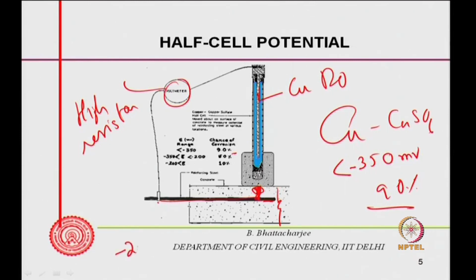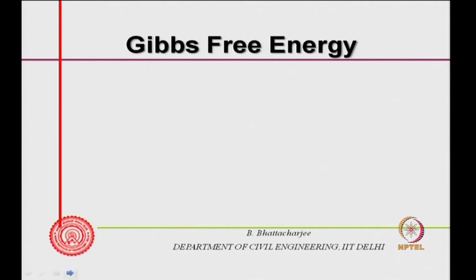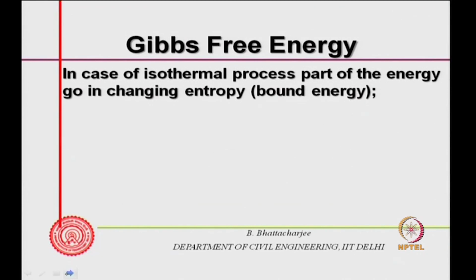But if it is between minus 250 and minus 350 millivolt, there will be a 50% chance. That means it may be corroded or it may not be. And if it is more positive than minus 250, then the chance of corrosion is only 10%. So, by doing a survey over an actual site, one can demarcate the areas of high risk and low risk of active corrosion using this. However, this is also used for laboratory measurement as well. Now, what is the basis of this?